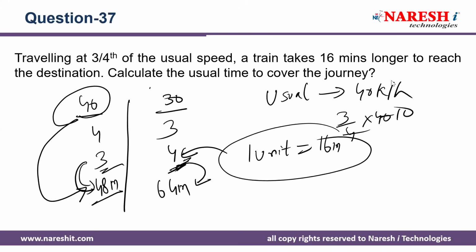How 30? If I assume the speed as 40, they told that he's traveling at 3 by 4th of the speed. So 3 by 4th of 40 will become 30. I assume the original speed is 40. But what speed is he going? He is going 3 by 4th of the original speed. So if 40 is the original speed, then the other speed will become 30.